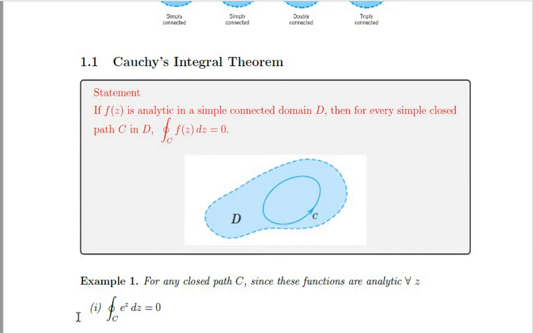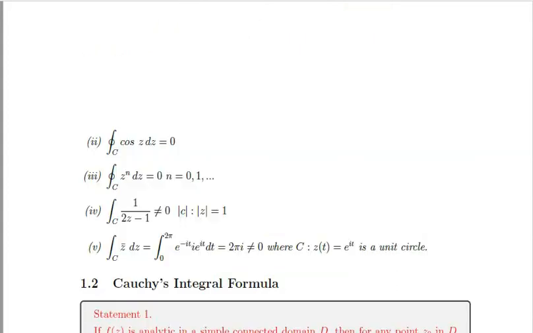For example, the integral over C of e raised to z dz equals 0, where C is any closed path, because e raised to z is analytic for all z. Suppose you consider any closed path C. Therefore, by Cauchy's integral theorem, its integral value is equal to 0. Consider the second example, the integral over C of cos z, where C is any closed path. Cos z is analytic in the closed path C. Therefore, by Cauchy's integral theorem, its value should be 0.